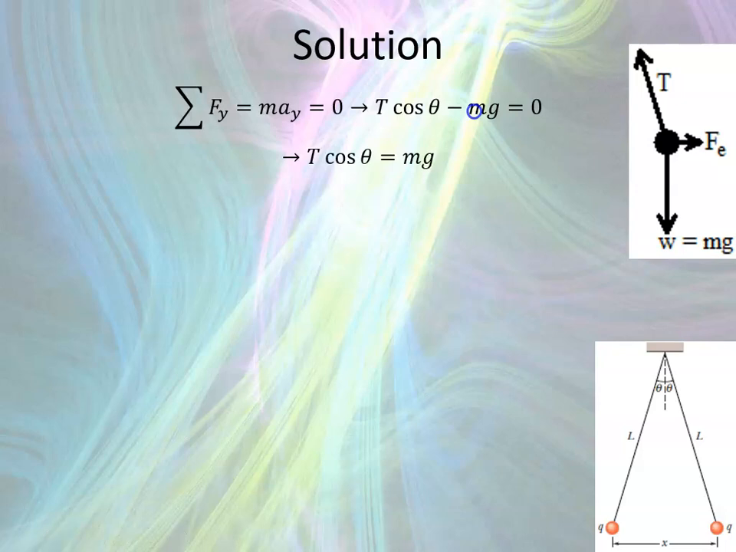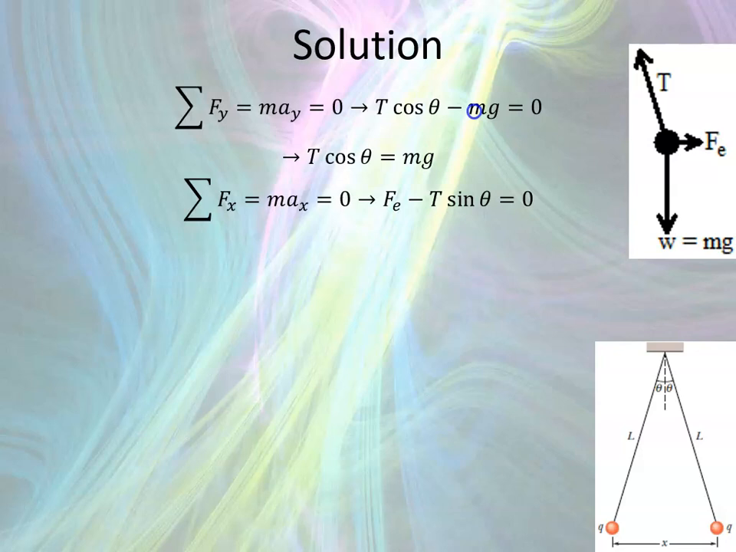Well, that means T cosine theta is mg. And from that, we could actually solve for T. But we don't need to solve for T. We're trying to figure out what that x is. Well, what about in the x direction?